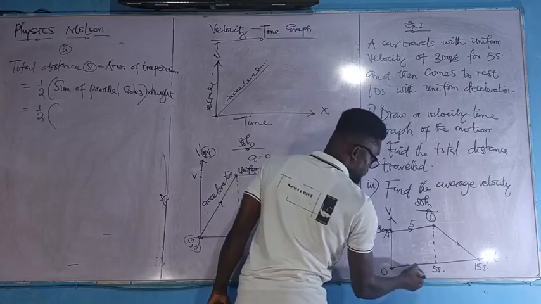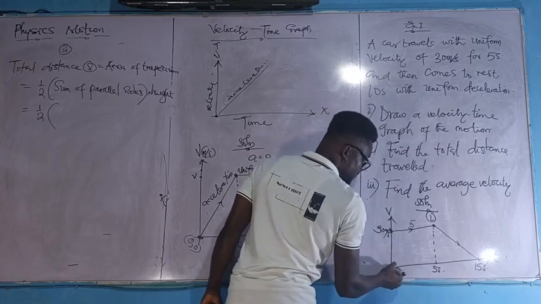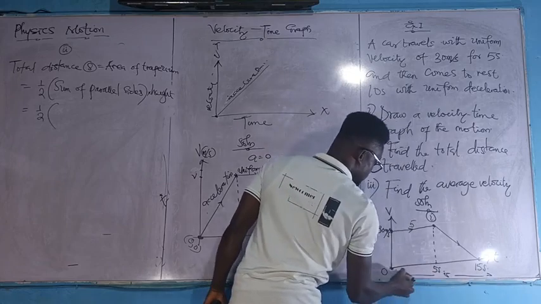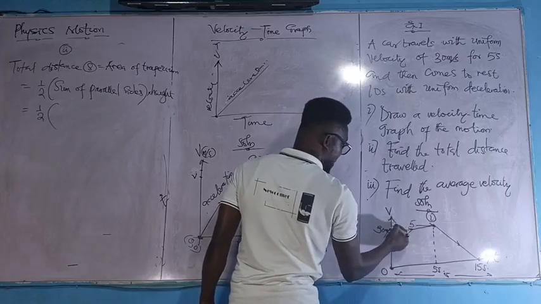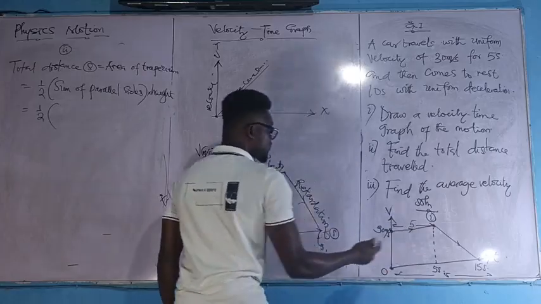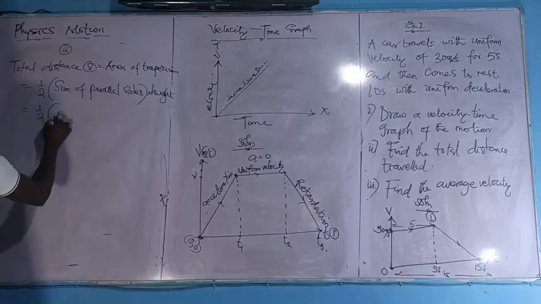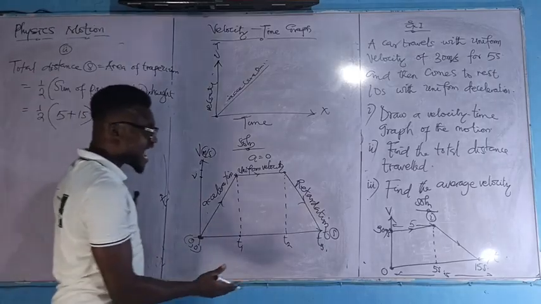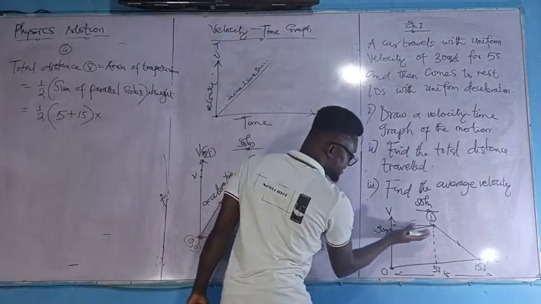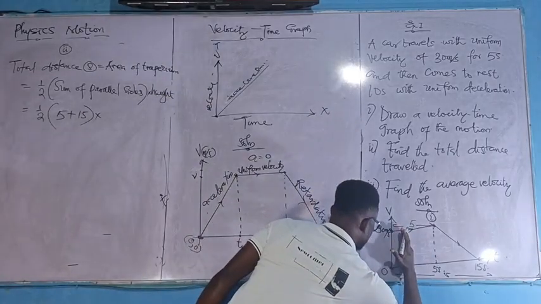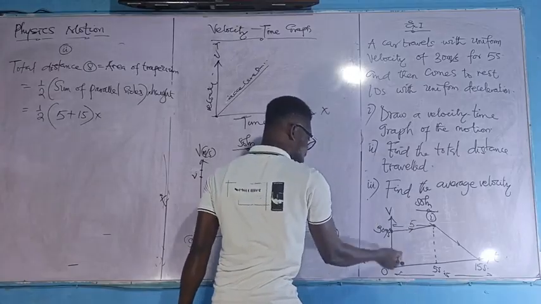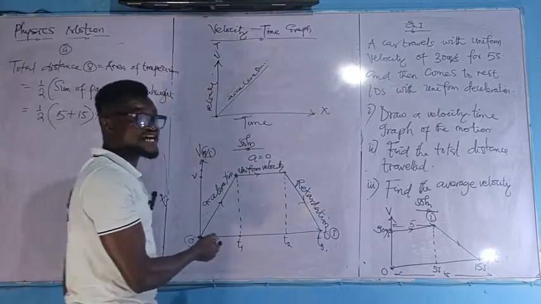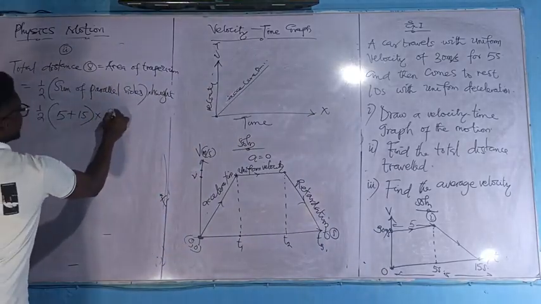Then here is 0 to this point, 15. So from here to here is 15 in length. So the parallel sides we have are 5 and 15. So the sum of the parallel sides, 5 and 15, then times height. Now these two sides are parallel, then we consider the height. So the height now should be 30. From here to here is 30 meters per second. So we have 30.